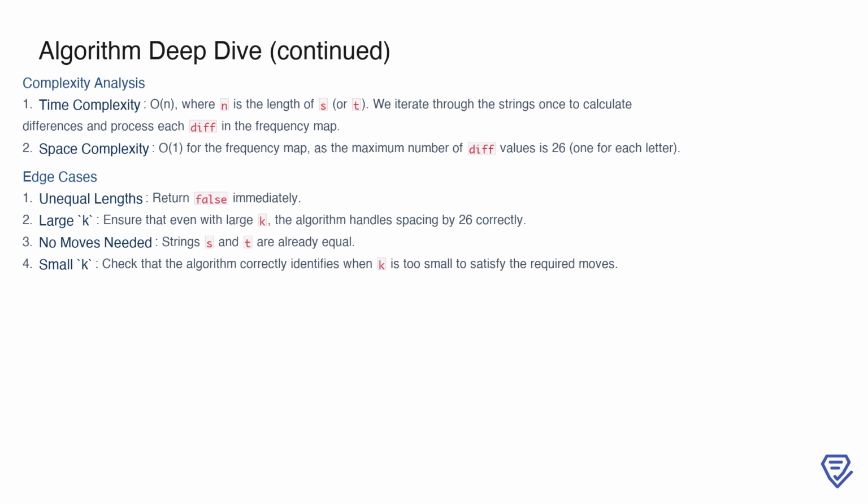Let's also consider some edge cases. If the lengths of s and t differ, we return false immediately without further computation. For cases where k is very large, the algorithm ensures that the spacing by 26 is respected, so it handles these scenarios gracefully. If no moves are needed, such as when s and t are already equal, the algorithm correctly identifies this and returns true. On the other hand, if k is too small to satisfy the required moves, the algorithm accurately detects this and returns false. These considerations make the solution robust and reliable across a wide range of inputs.